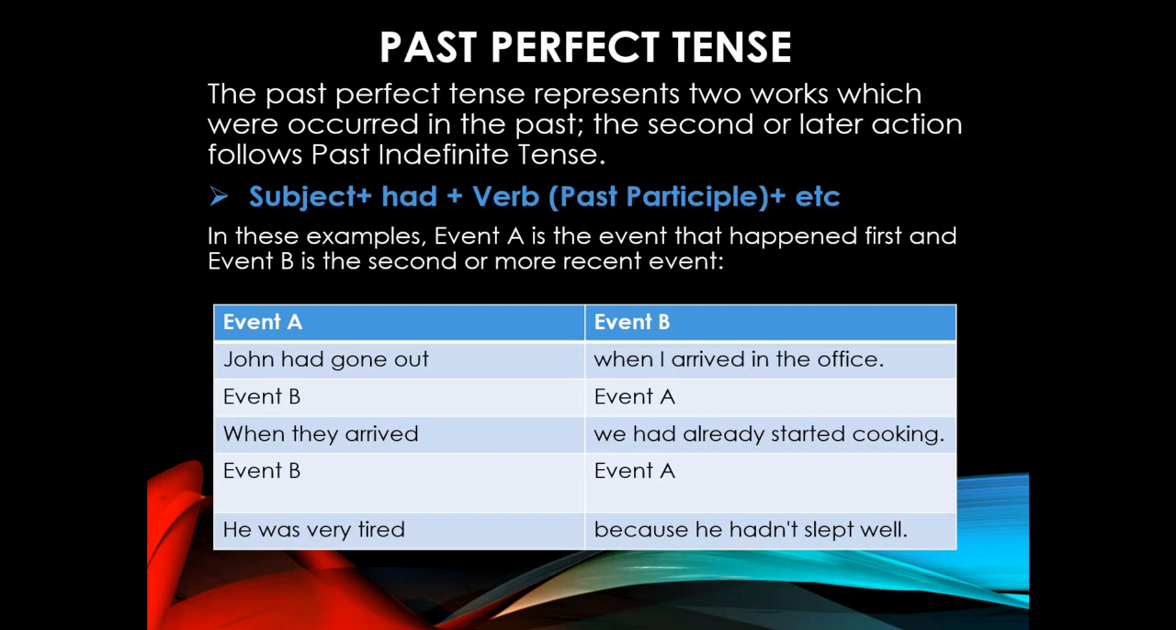So these two incidents happened in the past, but at different times. The first one which happened, event A, will be in past perfect tense, and the one that happened later will be in past indefinite tense, that means simple past tense. Let's see another example. Event B, he was very tired. Event A, because he hadn't slept well. Okay, now let's see the next slide.